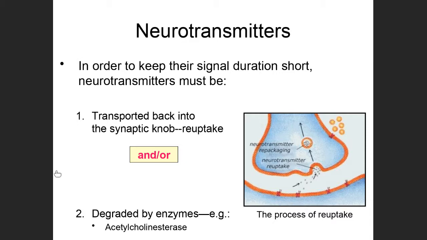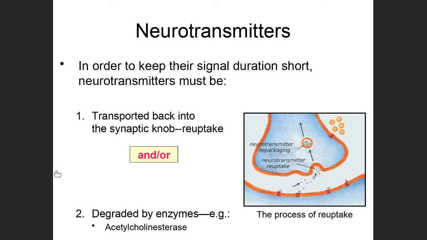When neurotransmitters are released to stimulate a muscle cell or a gland or an organ or even another neuron, as long as those neurotransmitters are in the synaptic cleft, they're going to be stimulating that second neuron. And that's not usually something that we want to happen.